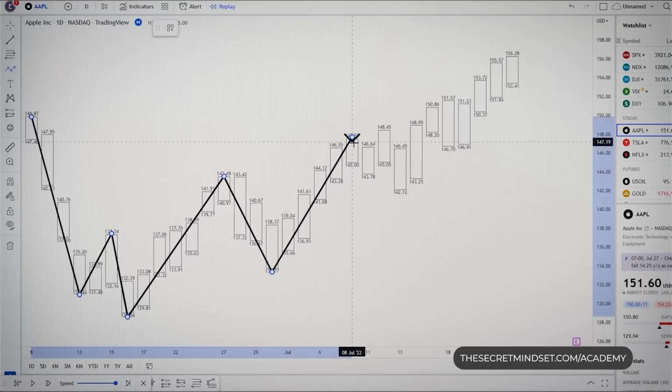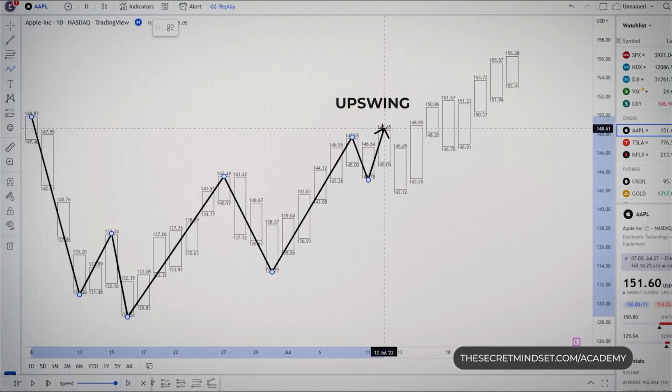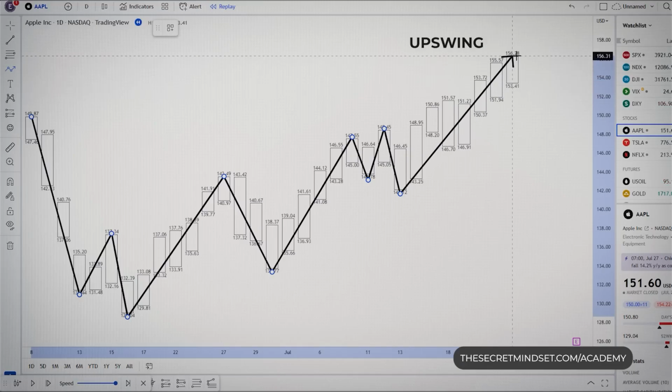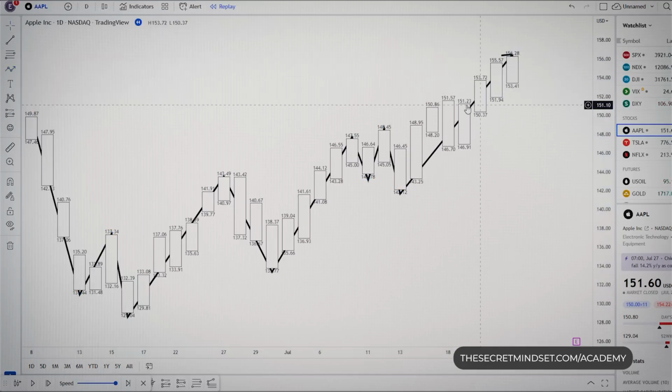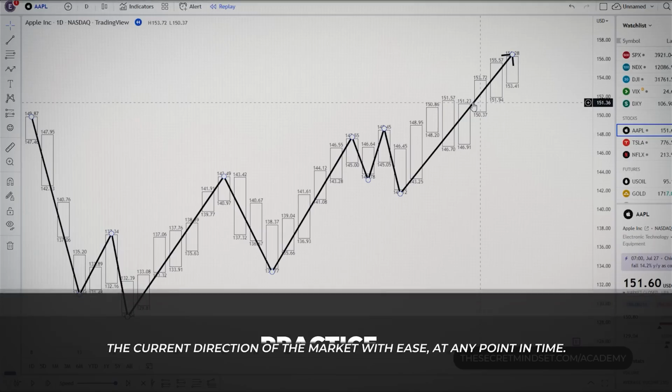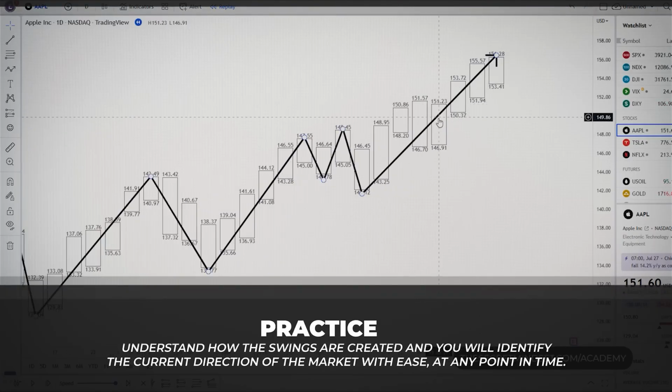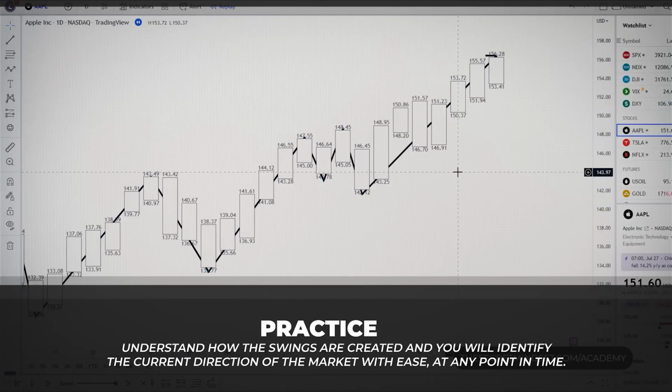Then I see a choppy period with a small downswing, a small upswing, and another downswing. And finally another upswing. This analysis might seem very simple and unimportant, but if you understand how the swings are marked and you see the swings clearly, you'll identify the current direction of the market with ease at any point in time.